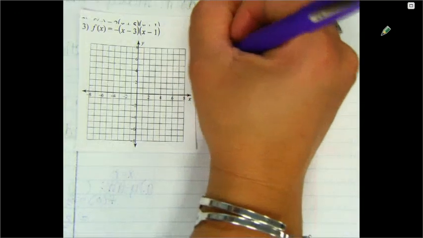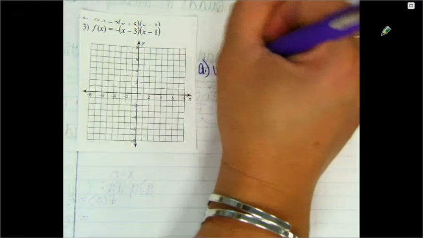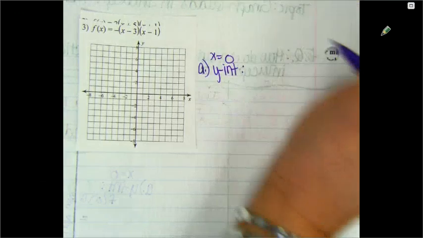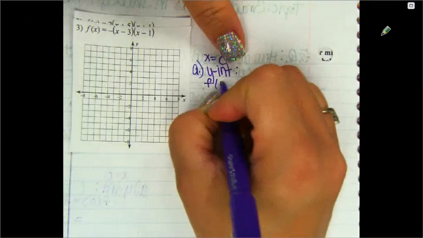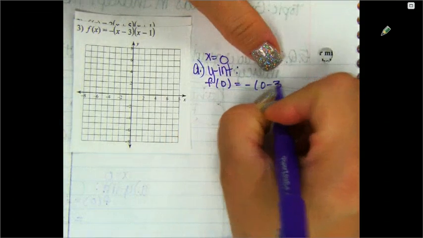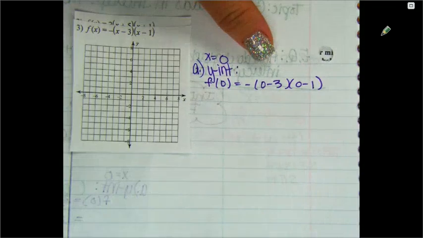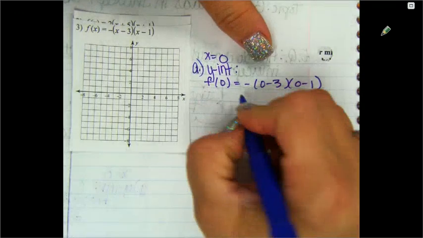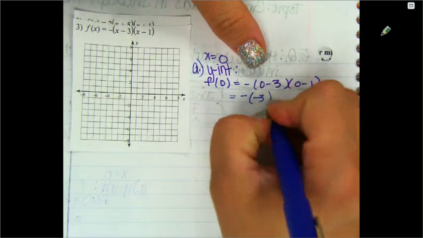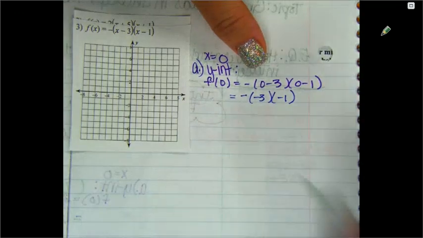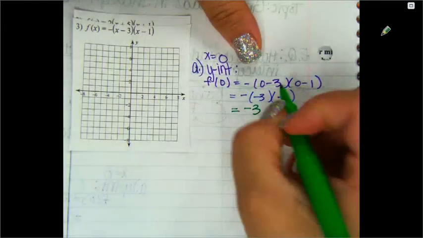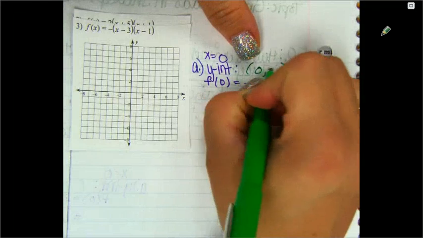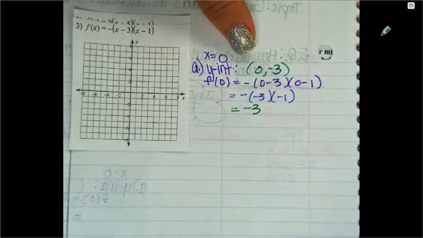All right, first part is y-intercept. How do you find y-intercept again? Plug in 0 for x. So we're going to say f of 0 equals negative times 0 minus 3 times 0 minus 1, correct? So I get negative times negative 3 times negative 1, yes? Which is now what? Negative 3. So my y-intercept is what point? Good. Who has it right?